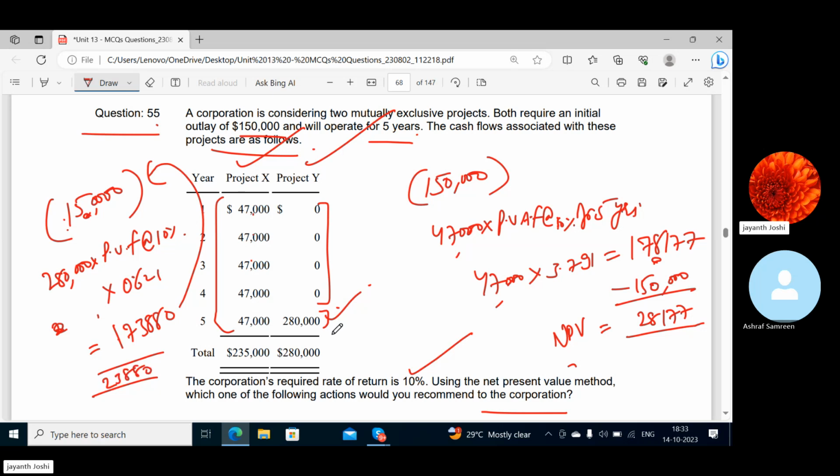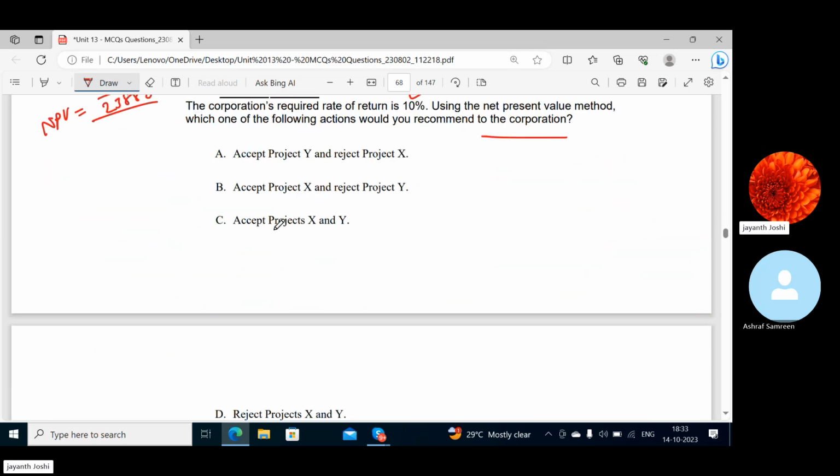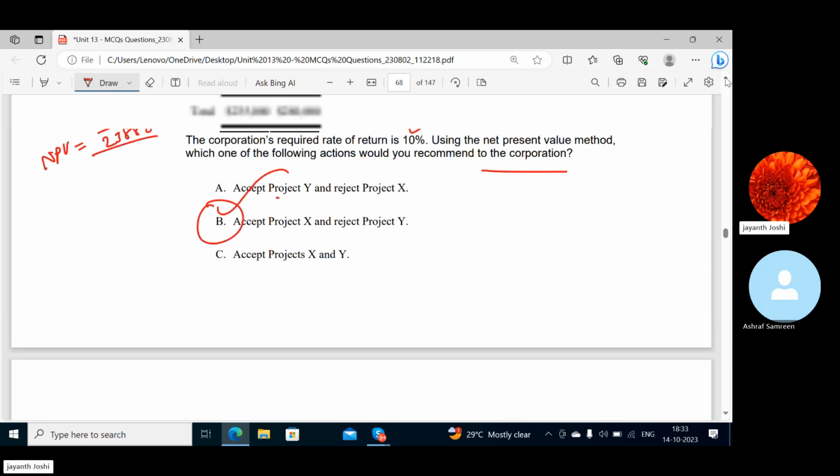So which one are you going to accept? Actually, both are positive projects, but this one is better, giving the higher NPV, so I'll go with this. Project X should be accepted because it's mutually exclusive, and project Y should be rejected. So option B. You want to note it down? I shall move forward.